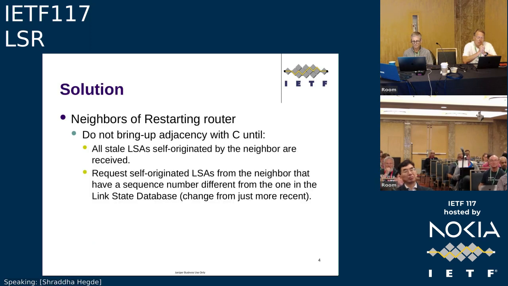Yeah, that's exactly what we discussed. So the proposed solution is that the changes are to be done on the neighbors of the restarting router. The neighbors of the restarting router hold the adjacency bring up procedure until all stale LSAs self-originated by the neighbor have been received. They also request self-originated LSAs from the neighbor that have a sequence number which is different from the one in the link state database. So the change is that they don't bring up the adjacencies until they receive the newest LSAs from the restarting neighbor.